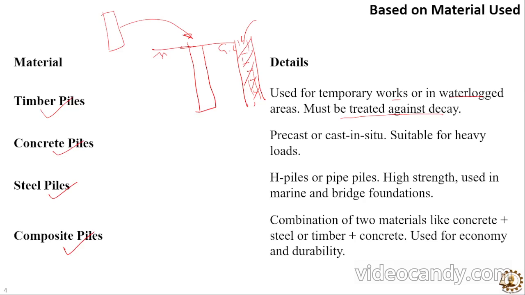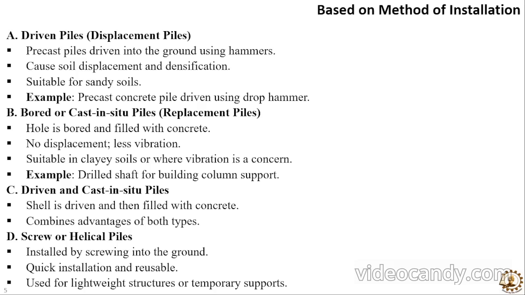And precast means we have cast the pile somewhere else, and we bring it to the site, and we drive the pile into the soil. Steel piles can be used as H piles or pipe piles, that is, large diameter steel piles. They have high strength and are used in marine and bridge foundations. And composite piles mean a combination of two materials, like concrete and steel, or timber plus concrete. Depending on the project and the site situation, the material can be selected.